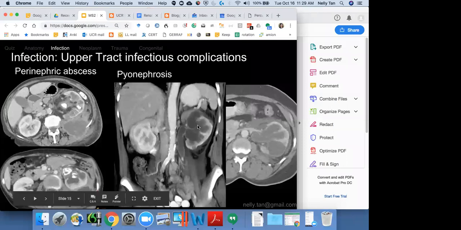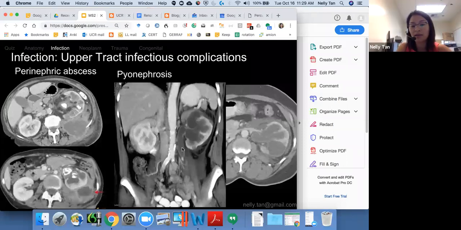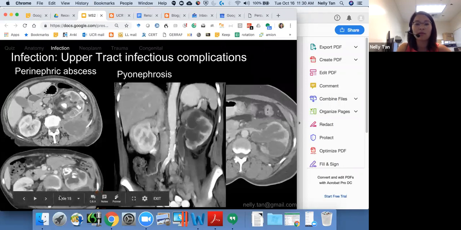So in these cases, the collecting system has to be decompressed emergently. They can either put a nephrostomy tube in to decompress it, or put a stent in the ureter so that the pus can drain out. The stone can be managed at a later time. The more important thing is to decompress the renal collecting system to prevent urosepsis. When it's this severe, you don't want to muck around because you'll just increase the risk of translocating the organisms into the bloodstream. That's why you take care of these stones at a later time, when everything has cooled down and we don't have this risk.